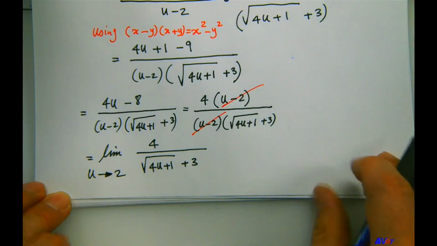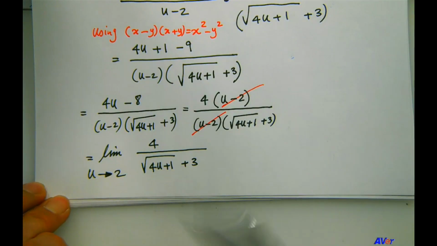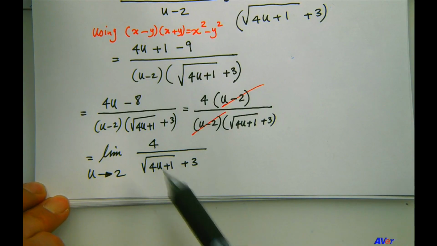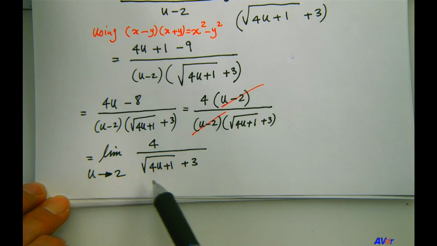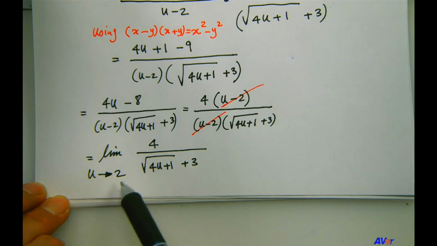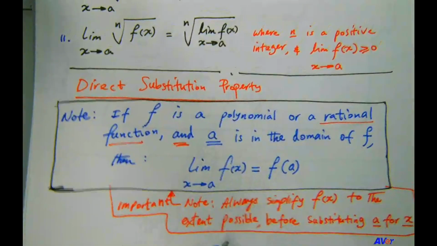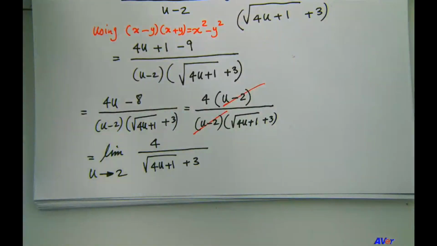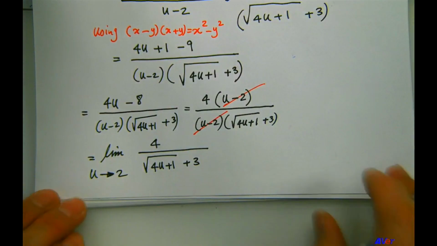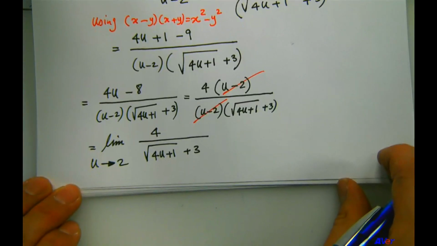Right? So, and of course, now after rationalizing the numerator, if you substitute for u with 2 to apply the direct substitution property after we simplify the expression, we're not going to get a 0 in the denominator, which is what we want.